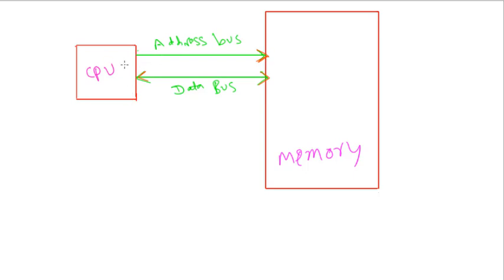CPU is only master and CPU will give address to memory. That is why it is only unidirectional. But along with these two lines, there is one more line also. That is my control line. My control line defines that it wants to read or it wants to write.